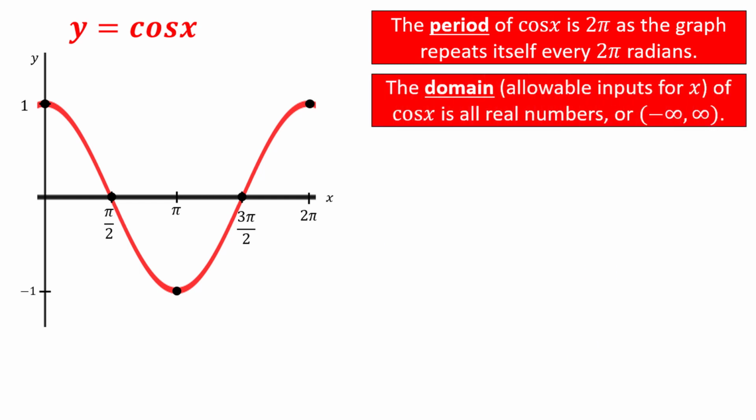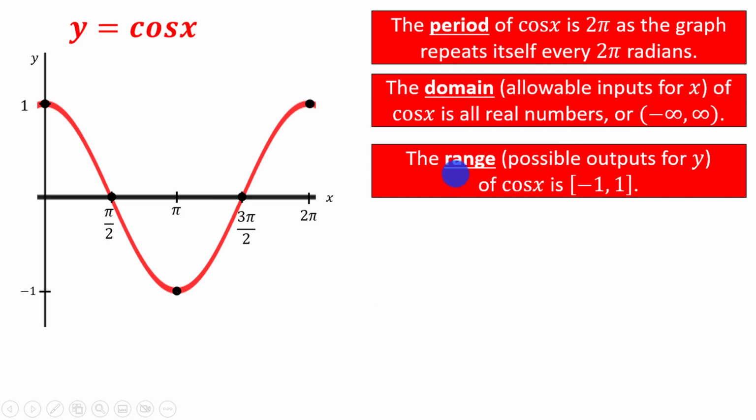The domain, which represents the allowable inputs for x into cosine, is all real numbers, or from negative infinity to infinity. This is the same as it was for sine. You can plug in any real number into cosine. The range, which represents the possible outputs for y, is between negative 1 and 1 inclusive. We can get anywhere from negative 1 all the way up to positive 1 as our output for cosine.